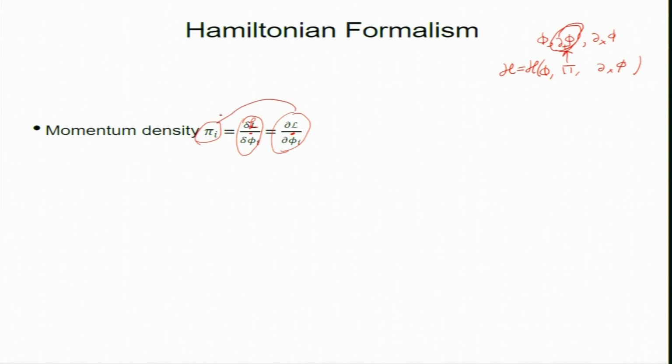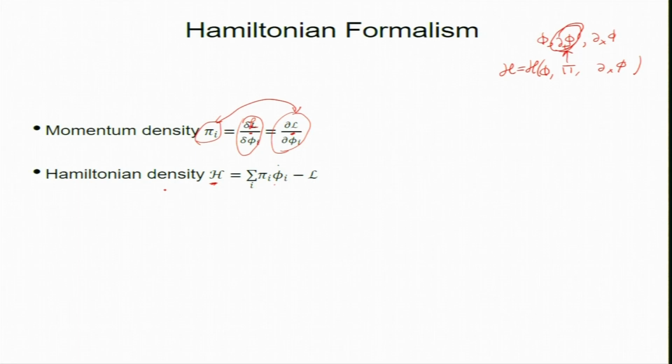Just focus on equating these two. This is connected with the total momentum, but we ignore that. Then we define the Hamiltonian, pretty similar to what we do for particles: momentum multiplied by phi dot minus the Lagrangian density. This is the Hamiltonian density.